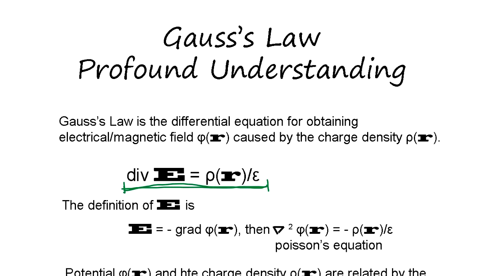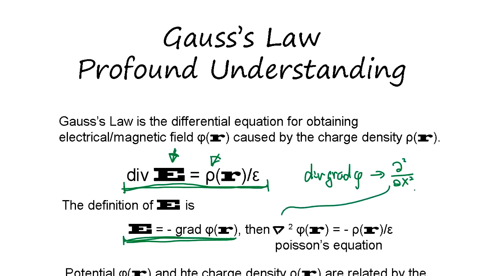The Gauss law states that the electric field is a function of charge. Charge defines the electric field. But the electric field is the function of potential. So if you take the divergence of the gradient, it's a second order derivative. That's what this means, and this is called Poisson's equation.